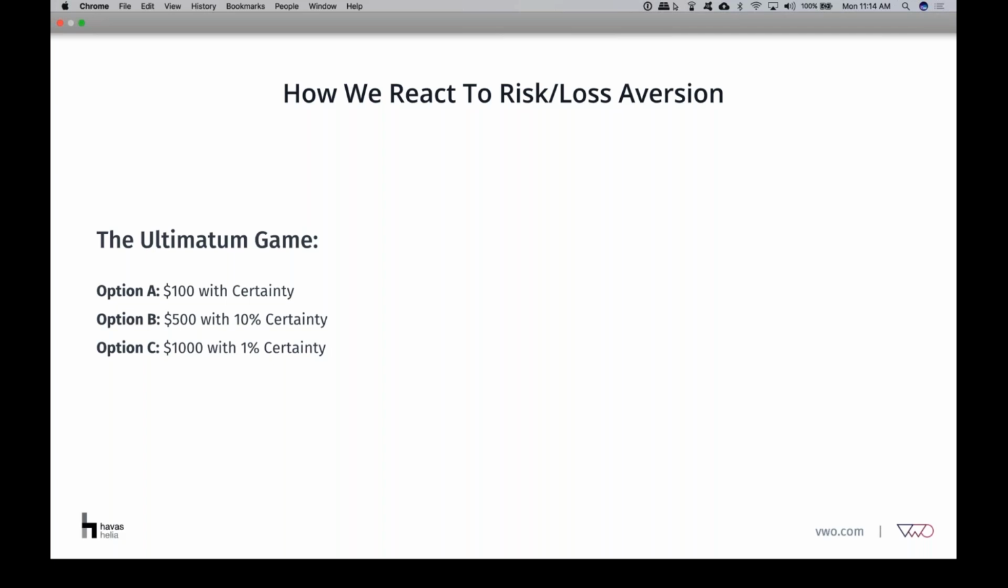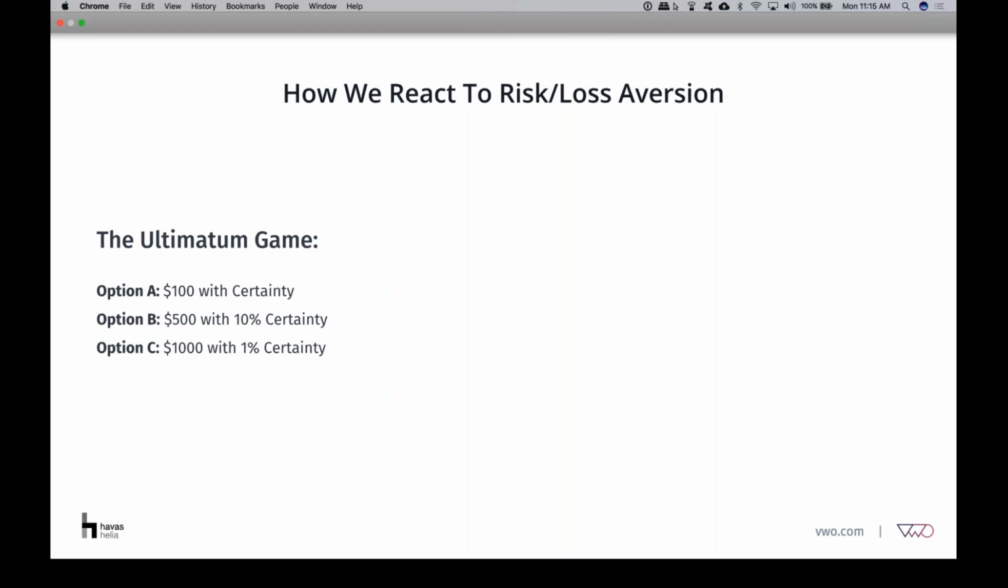Where the first option says that you can have $100 with 100% certainty. The second option says that you have to bet on 10 different things and only one thing can get you that $500. And the third option says that you might have to bet on 100 things, giving you a roulette kind of experience, and you can get $1,000 with 1% certainty.